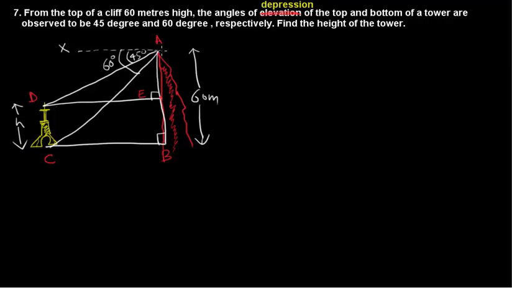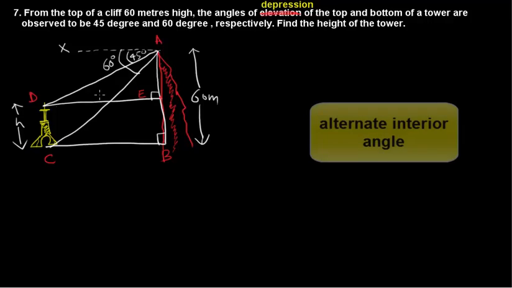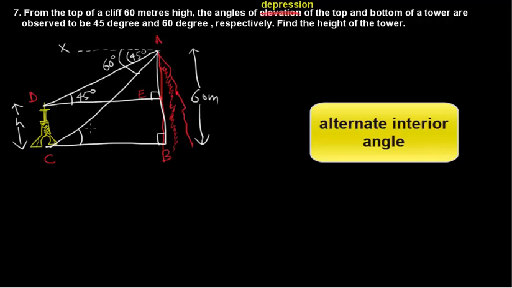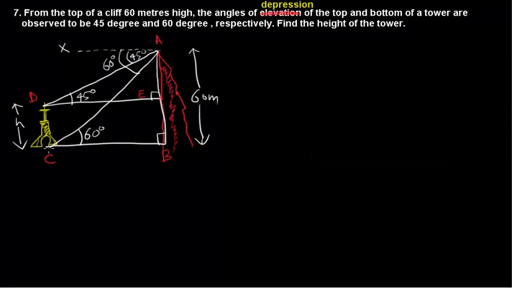So in the triangle, the angle of 45 degrees: AX and DE are parallel. The angle of 45 degrees, and AX and CB are parallel, and AC is the transversal, so the angle is 60 degrees.